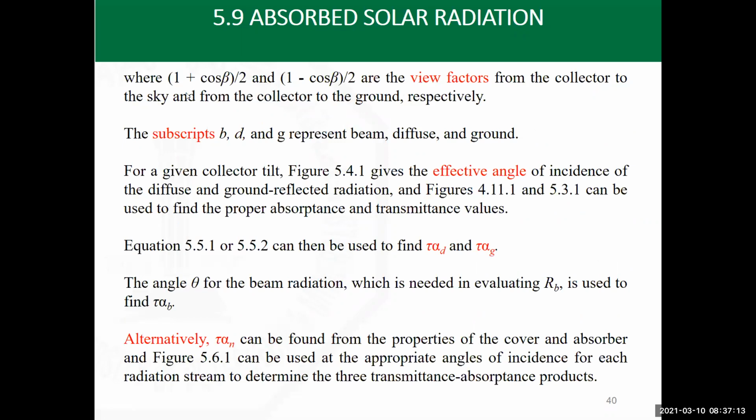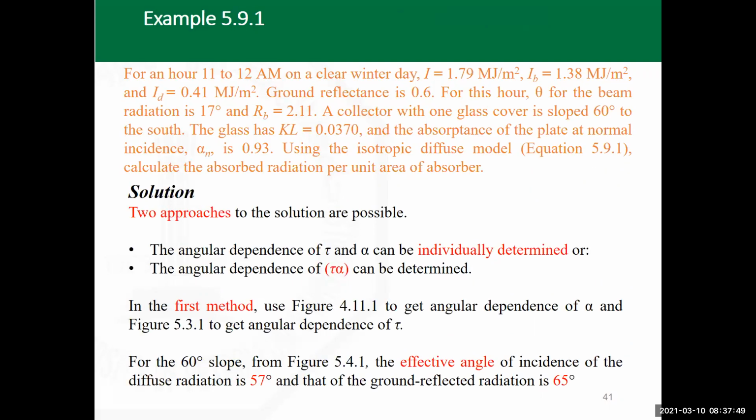We talked about the shape factors, whether it is from the surface to the sky or from the ground to the surface. The subscripts, B stands for beam, D stands for diffuse, and G stands for the ground reflected quantity. And there's a certain procedure that we are going to do. We have two alternative ways to reach this, especially for the components of tau and alpha. We can either obtain each one of them separately and then combine them, or simply go to a figure that gives me the value of tau alpha, the product, right away.